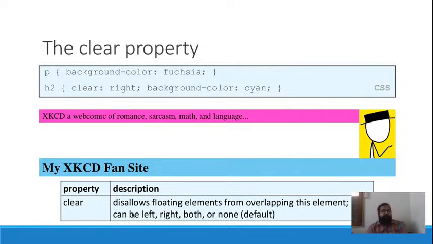So it can be left, right, both or none, which means that it cannot overlap on the left side, or it cannot overlap on the right side, or both.